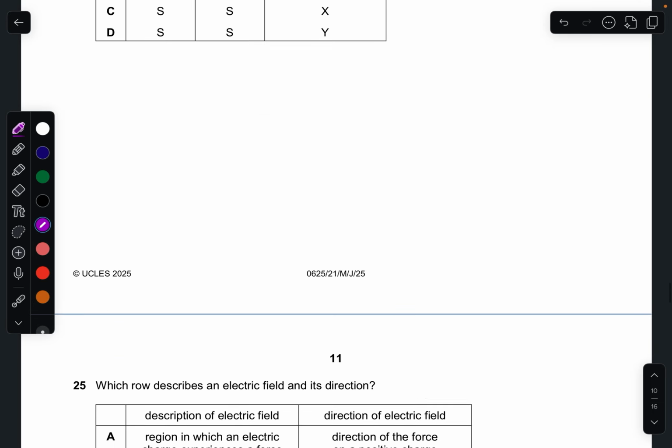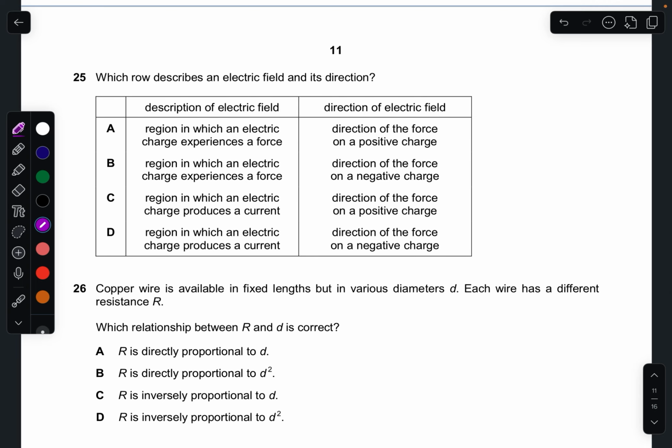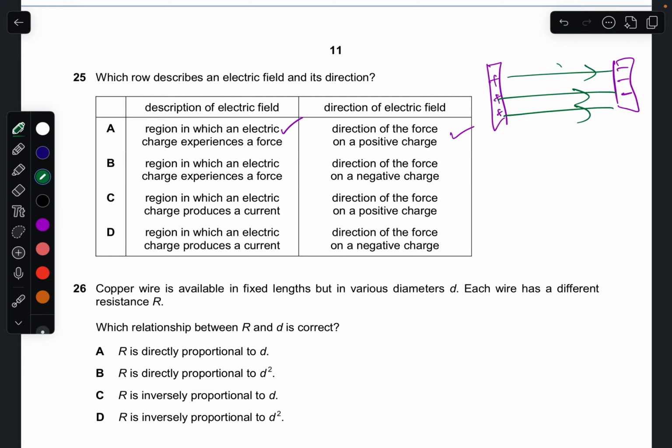In question 25, which row describes an electric field and its direction? Electric field is the region in which an electric charge experiences a force. And the direction is that of the force on a positive charge. Suppose there is a positive plate and a negative plate; the electric field will be from positive to negative. If you place a positive charge here, it will also experience a force in the same direction in which the electric field is moving.